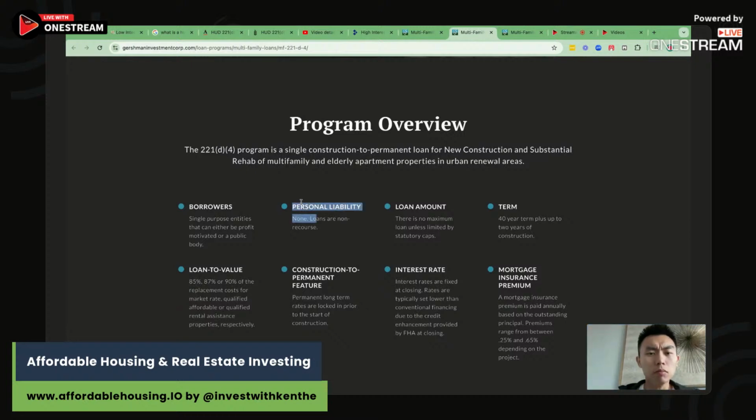So, personal liability. This is probably one of the most important factors of a HUD loan. These are non-recourse, which means if for some reason something went completely wrong and it was out of control, they can't come after your personal assets for this loan, which is huge, right? Especially if you're talking about 10, 20, 50, $100 million projects. That's huge. Not a lot of people have the financial wherewithal to guarantee a loan amount that big, okay?